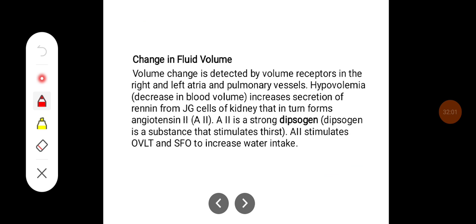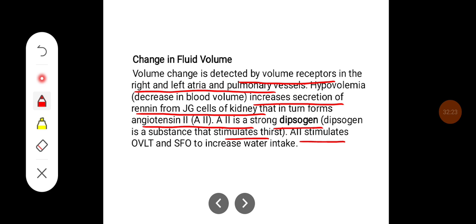The volume change is detected by volume receptors in the right and left atria and pulmonary vessels. Hypovolemia increases the secretion of renin from juxtaglomerular cells of kidney, that in turn forms angiotensin II, which is a strong dipsogen, a substance that stimulates the thirst, and they all stimulate OVLT and SFO to increase water intake.